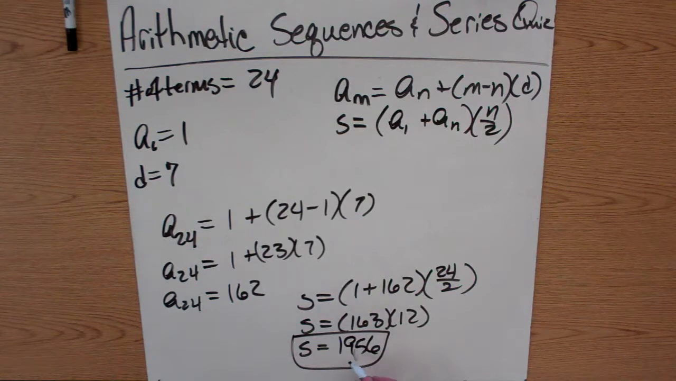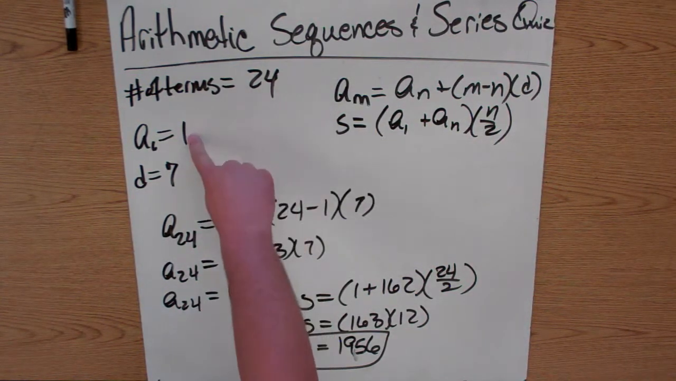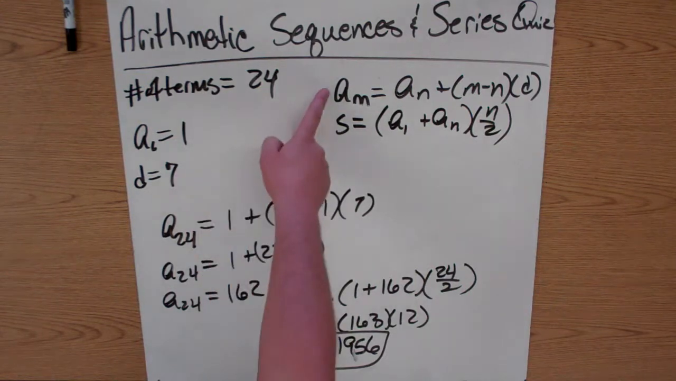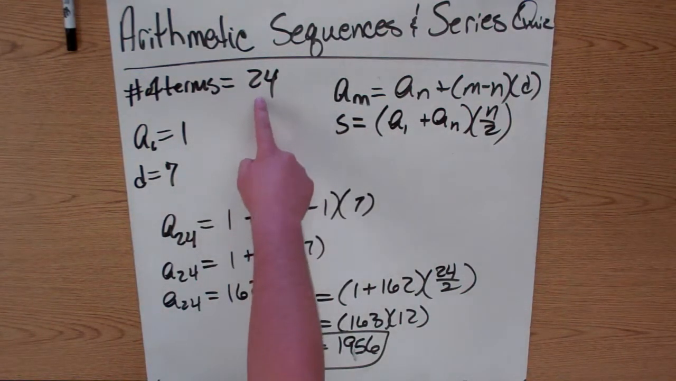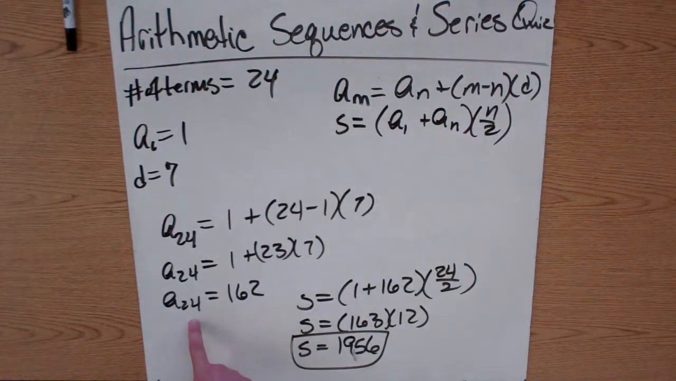1956. Okay, so again, the word problem is just a simple, you have your number of terms, you have your first term, you have your difference, so you plug into a sub n to find your 24th term, and then once you have your first and your last term, you simply plug those into the sum formula and come up with your sum.